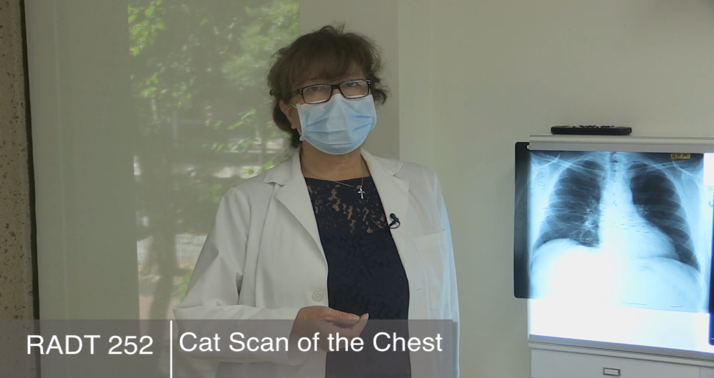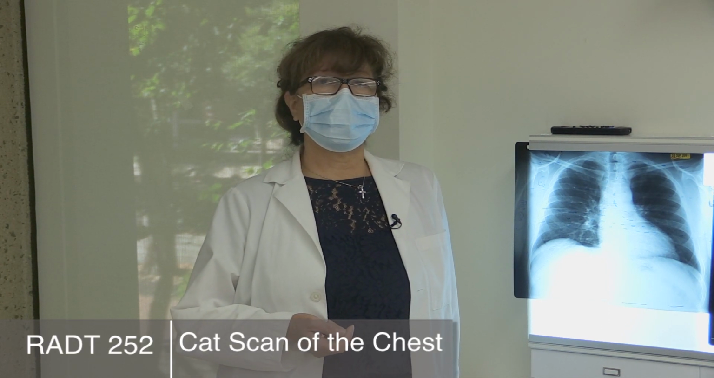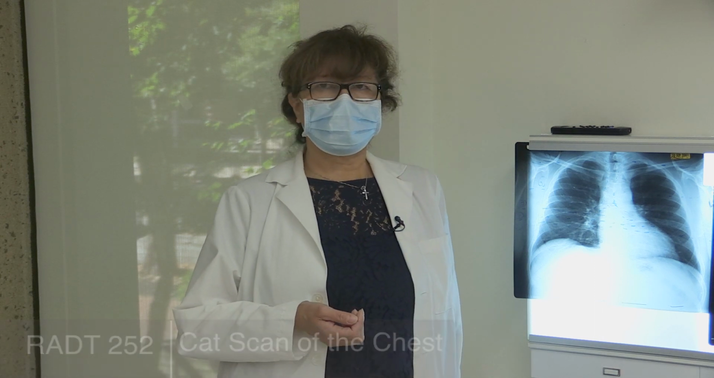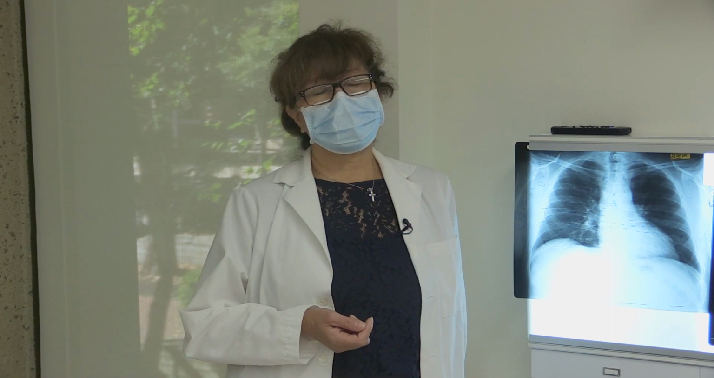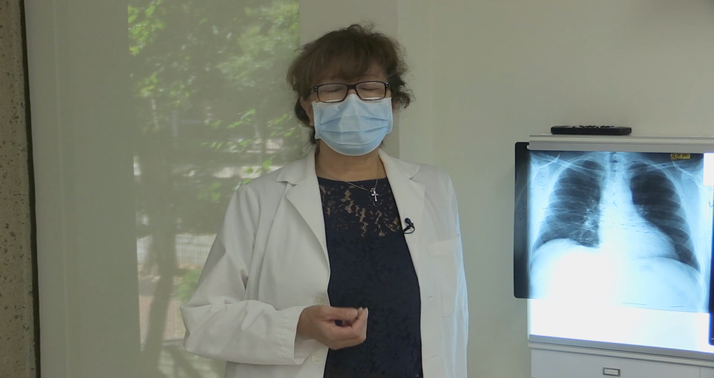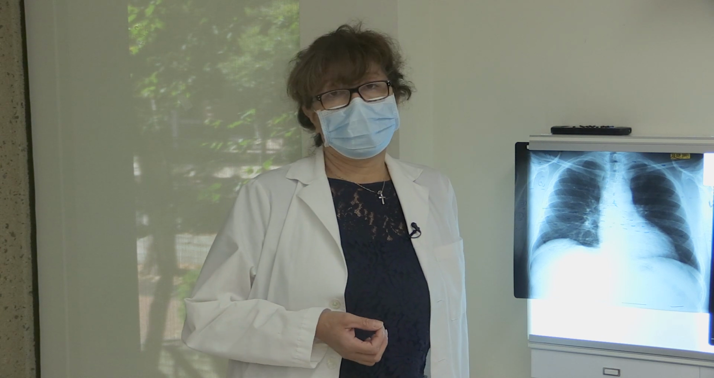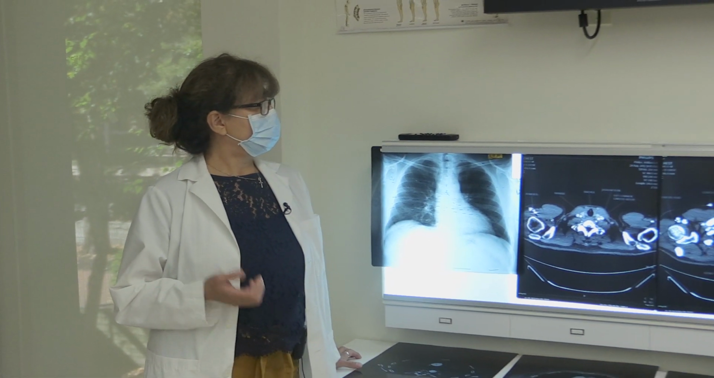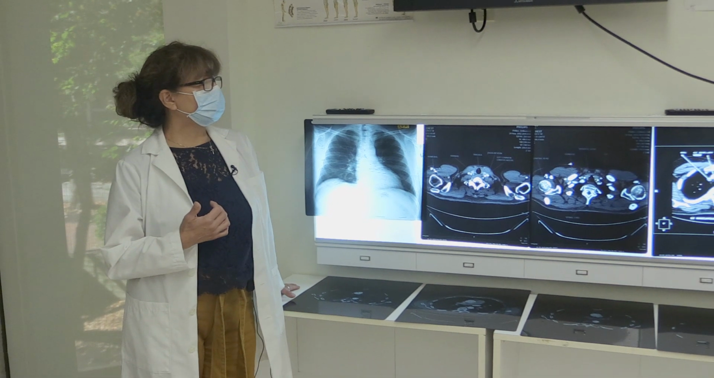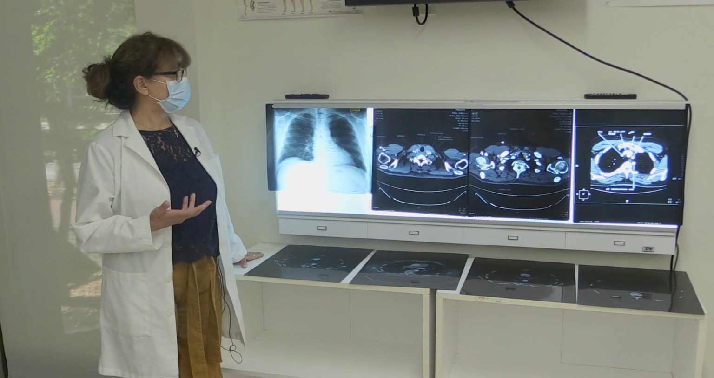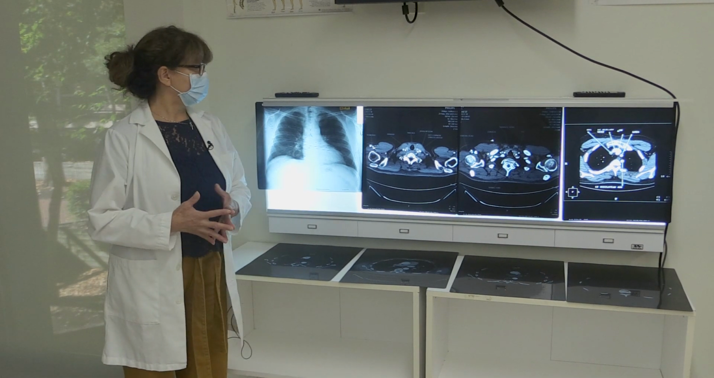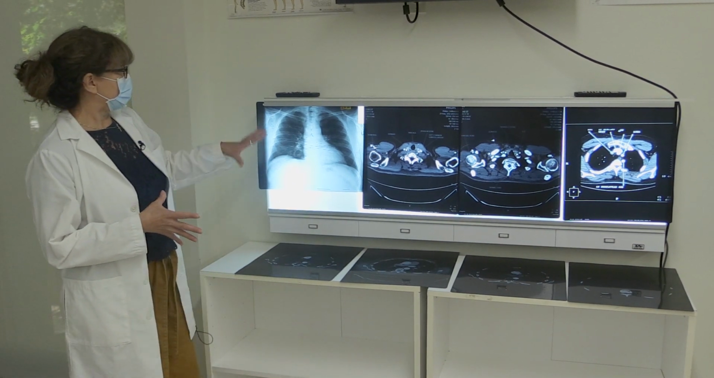We're going to take a look at images for a CT scan. Most CT of the chest are done with IV contrast. However, there are times that some studies call for non-contrast CT of the chest. Those are different scans, but for the most part, a patient will receive IV contrast to highlight the vessels of the chest.